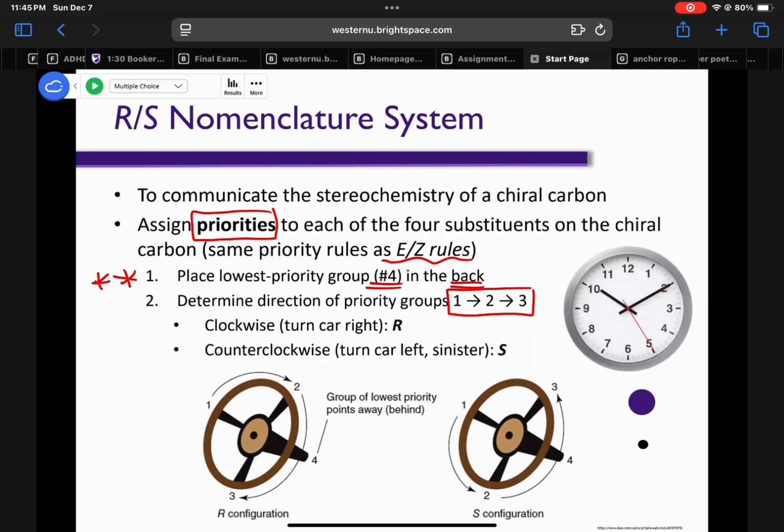Now, 1, 2, 3, if you turn your steering wheel clockwise, you go to the right. So clockwise is called R, because it turns your car to the right when you go in a clockwise direction. Well, the other direction, if you turn your steering wheel the other way, if you assign priorities and went 1, 2, 3, with 4 pointing away from you, you turned your car like this. Which way does your car turn?